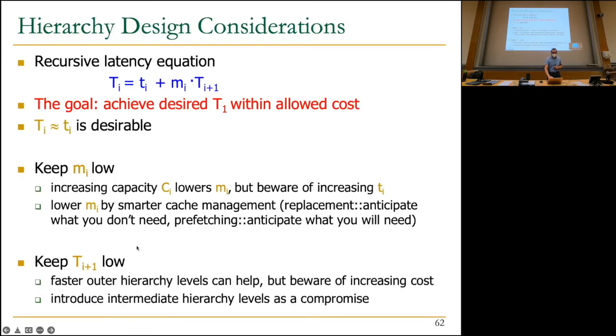Okay. So we're going to talk about better cache management because that's going to be important. If you want to keep the perceived access time of the next level low, you want faster outer hierarchy levels. This can help, but unfortunately, this can increase cost, clearly. As a result, people introduce intermediate hierarchy levels as a compromise, right? That's one of the reasons why people introduce intermediate hierarchy levels, so that they can keep the perceived access time of the next level low.